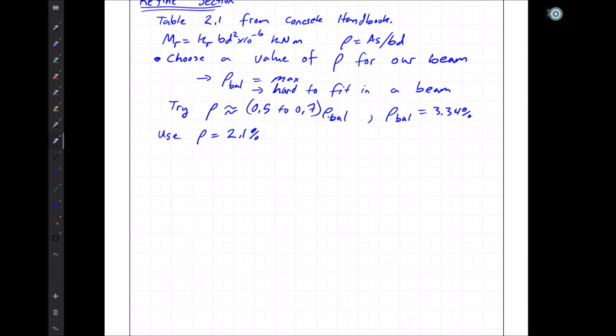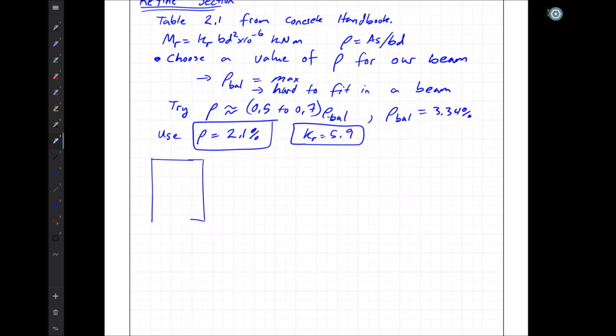So for rho is 2.1, Kr is equal to 5.9. And this will give us a beam that has a height of H. Here's where our steel is going to be, AS. Here's our D value, and here's B.